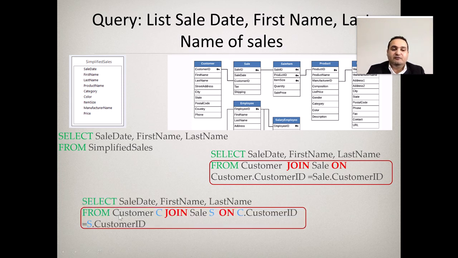So if we want to use the aliases, we will say from customer C, which is short for customer, join sale S on. Now instead of repeating and saying customer dot customer ID, we say C, because it is short for customer. So C dot customer ID, which is the common primary key here between those two, equals S, which is short for sale, dot customer ID. So now this is how we join them. Very straightforward. Now we will practice more and more until you are very comfortable with how to join multiple tables.